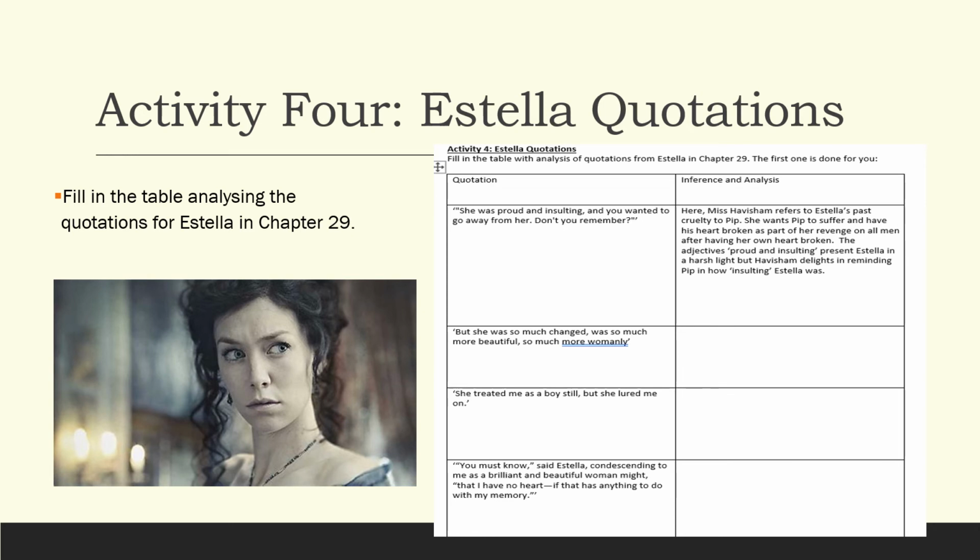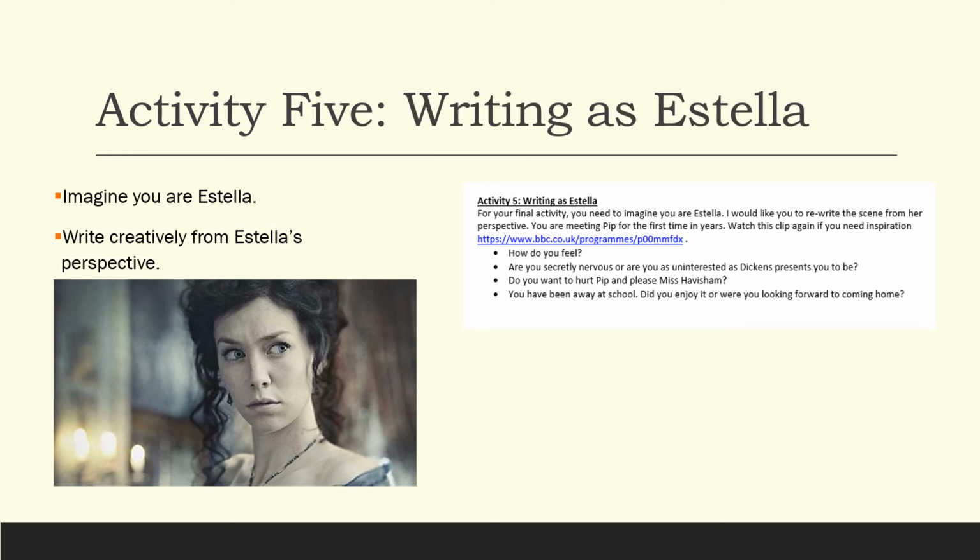Your final task this week is a more creative task. For activity 5, I'd like you to imagine you're writing as Estella. I'd like you to write from her perspective at this moment in the novel, thinking about how you might feel as Estella, how you might react to Pip, how you might react to Miss Havisham. Because the novel is a Bildungsroman from the perspective of an older Pip looking back on his life, it will be interesting to see how you think Estella would feel in these moments, where we only ever get to see them from Pip's perspective usually.